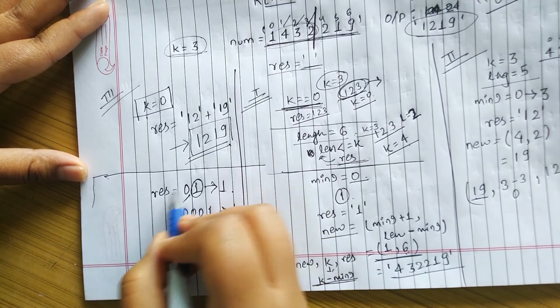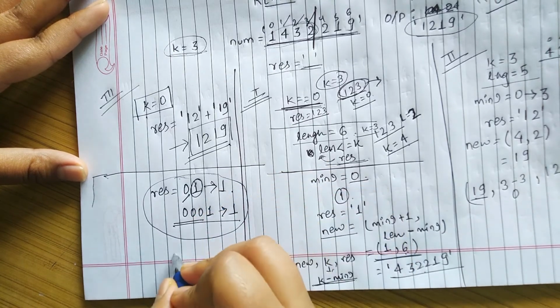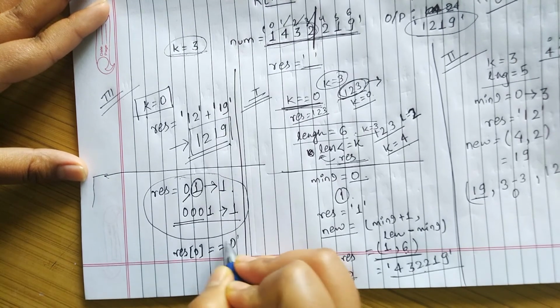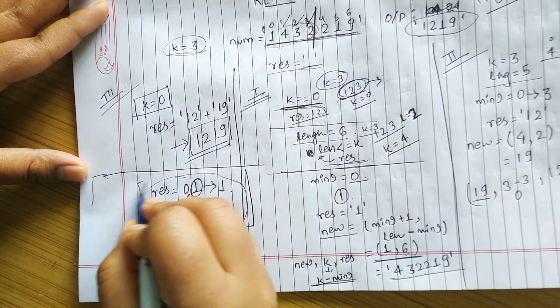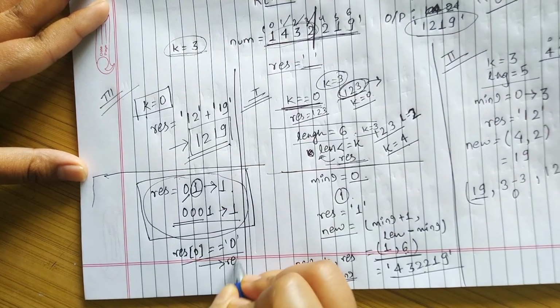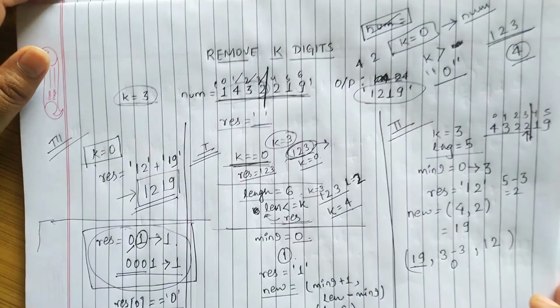And before doing all of this, we have to check if res of 0 is equal to 0 or not. If it is equal to 0, then only we will go ahead and check all of these cases. Otherwise, we will directly return res. So this can be clear from the code. So now let's go ahead and see the code.